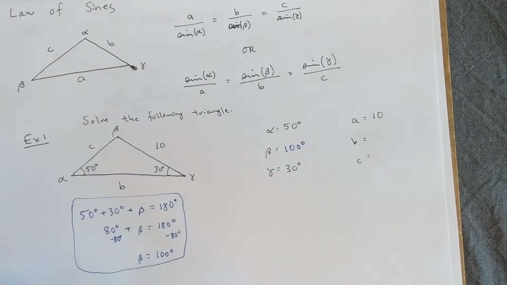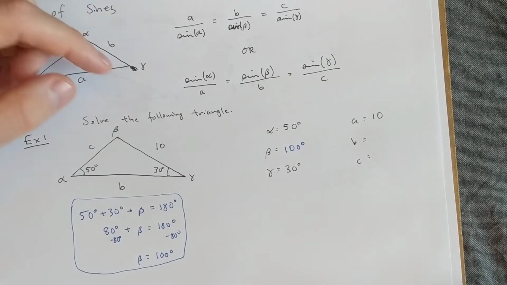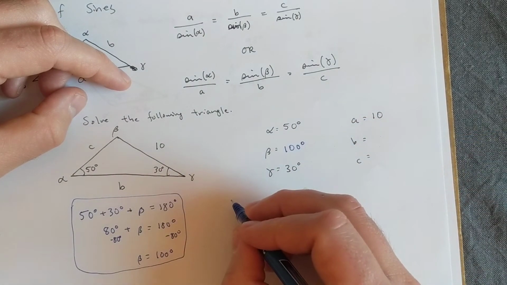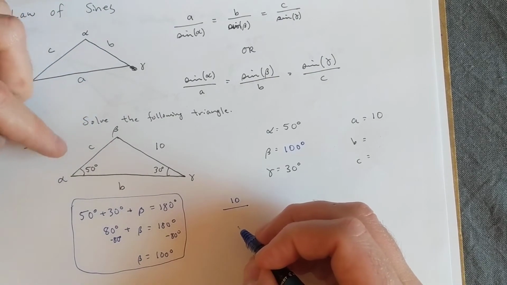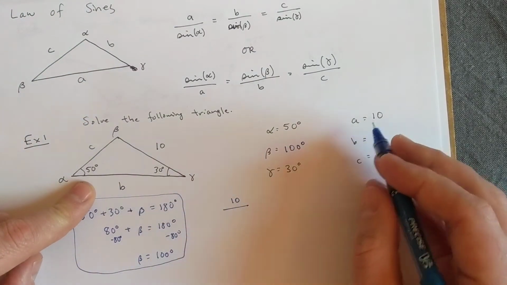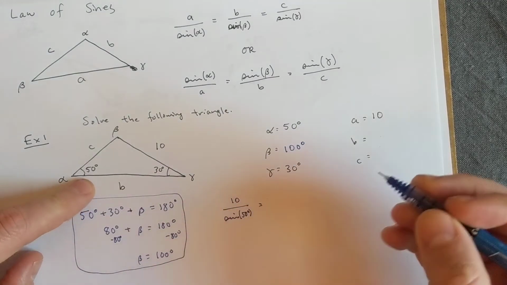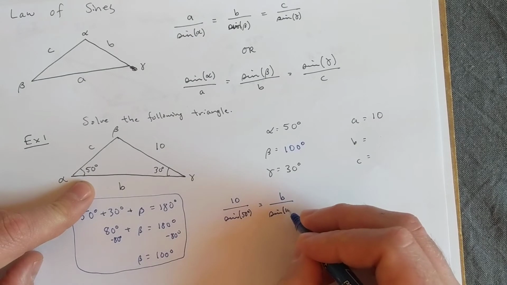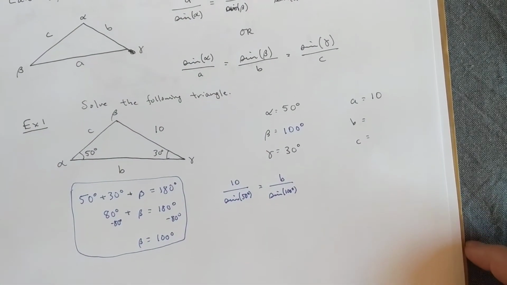Okay, so now we have enough information along with the law of sines to find the length of the rest of these sides because we know one of the sides, A. So all of our equations are going to involve, well, at least the first one has to involve A. And we know that alpha is 50. So it tells us that 10 over the sine of 50 degrees is equal to, let's find B first, B over the sine, and we know that measure of angle beta is 100 degrees. So we should be able to find B. So let's solve for B.